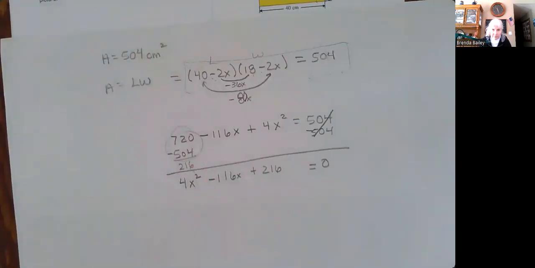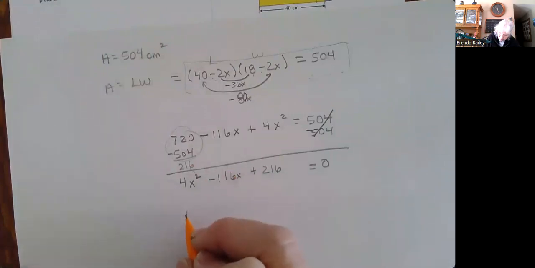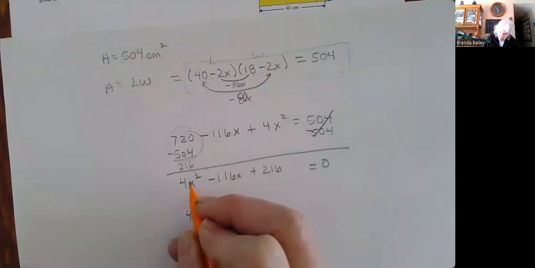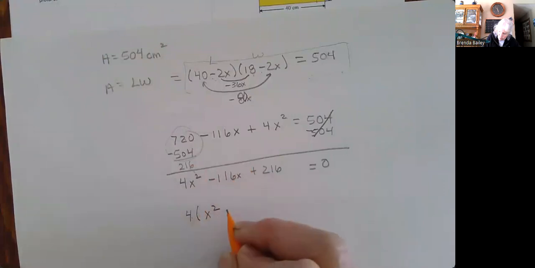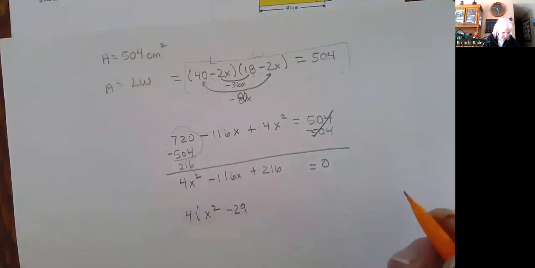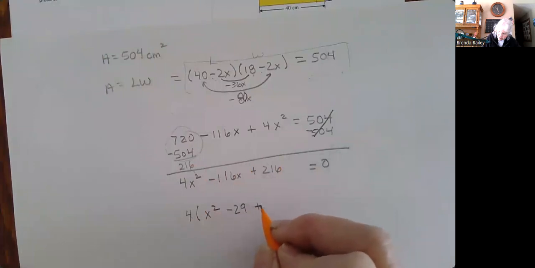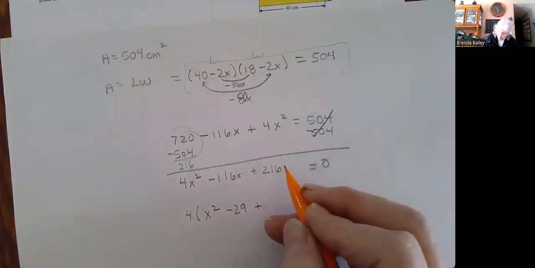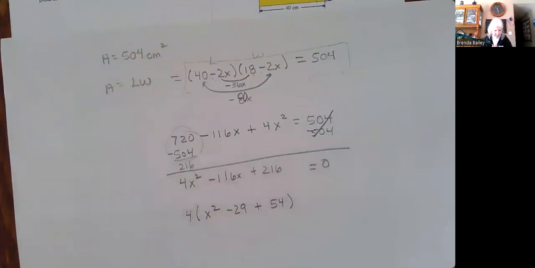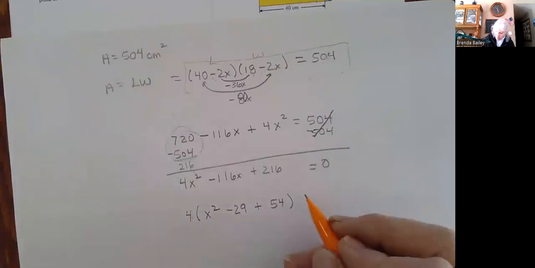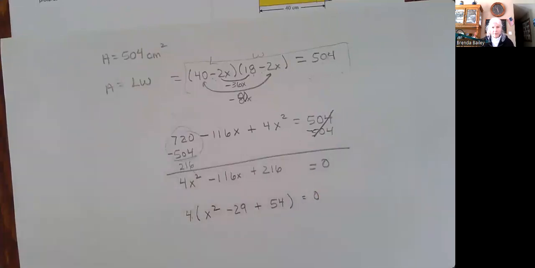So to factor, now that it's set equal to 0 and put in the right order, we take out the greatest common factor, which is a 4. This divided by this, x squared. This is a minus 29x plus 54. Wow, it does end up to be 54 again, equals 0. So I took out the greatest common factor.